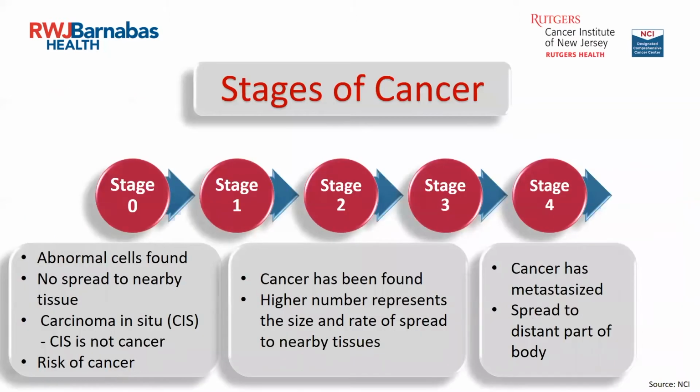This is a very basic overview of the stages of cancer. When cancer is found, it's given a stage. In stage 0, abnormal cells have been found, but since they haven't spread to other tissues, they're not considered cancer. In stages 1 to 3, cancer has been diagnosed. The number represents the size of the tumor and if it has spread to nearby tissue. In stage 4, the cancer has metastasized. This means it has spread to other parts of the body, including far away parts of the body, like breast cancer spreading to a leg bone or colorectal cancer spreading to the lungs.